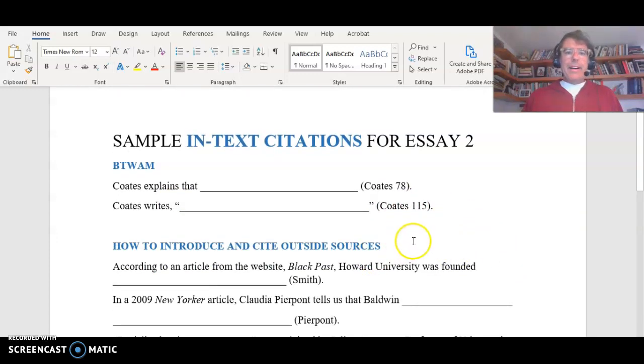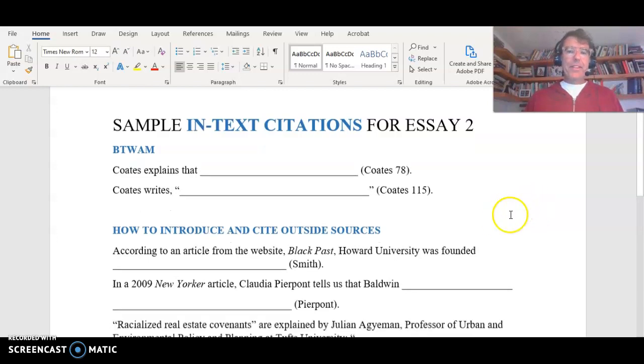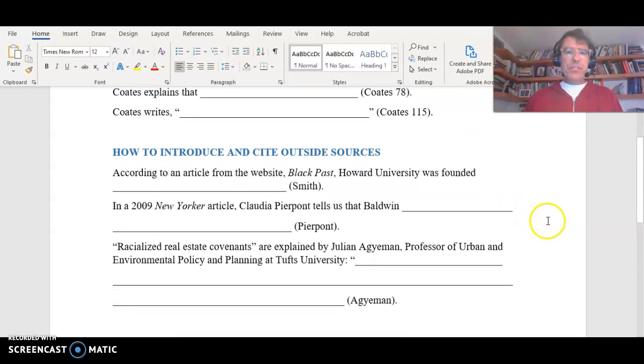All right. How to introduce and cite outside sources. So this is a big deal for Essay 2. Essay 2 is a research paper. In the final draft, you're going to have several outside sources. In the rough draft, you have to have at least one. And if you have more than one outside source, that's great. Okay, so here's some samples for you about how to introduce a source and cite it during your essay.